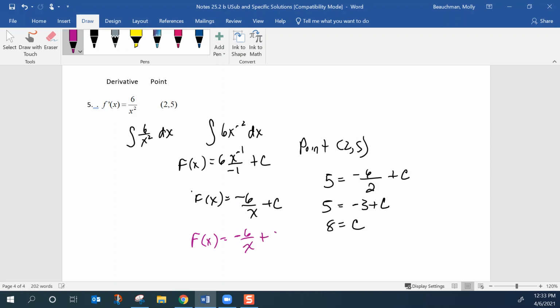So that's how to find particular functions. If you find the integral and also have a point, then you can find the arbitrary constant, which will be the constant for one particular function.